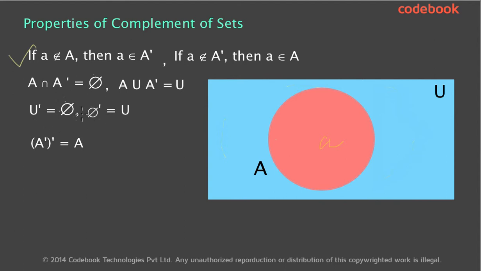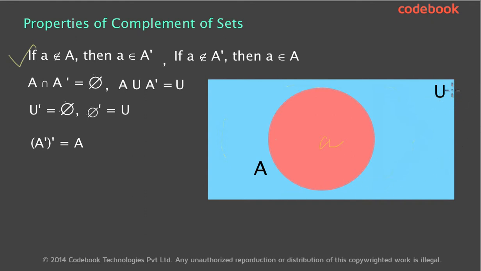Now let's look at the second line. A intersection A complement is equal to the empty set. There is no element which is common to the blue area and the red area. The blue area is your A complement and the red area is your set A. So A intersection A complement is the empty set because there is no common element between those two regions. Similarly, A union A complement is the universal set. This blue area and the red area together become the entire box, which is your universal set U.